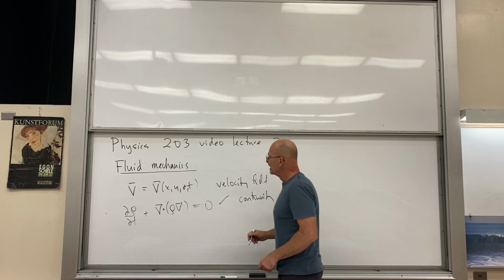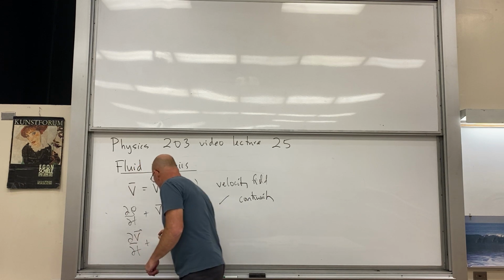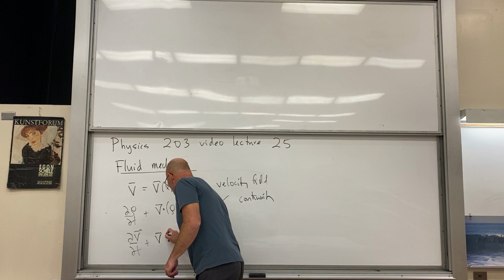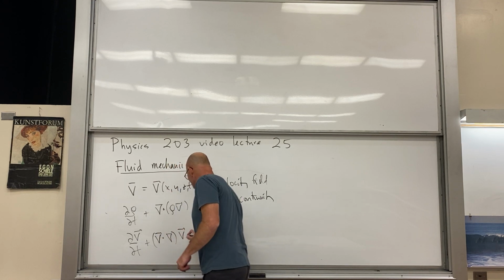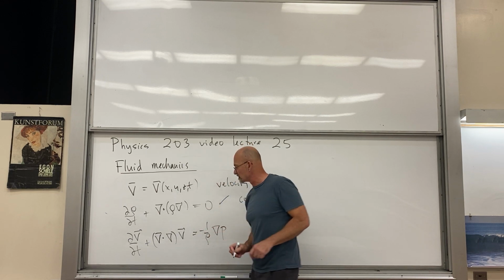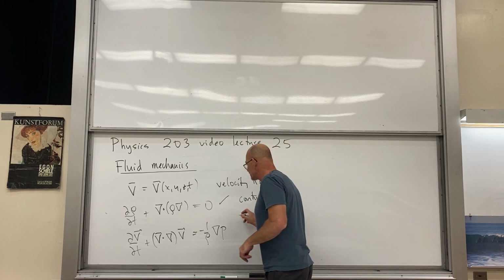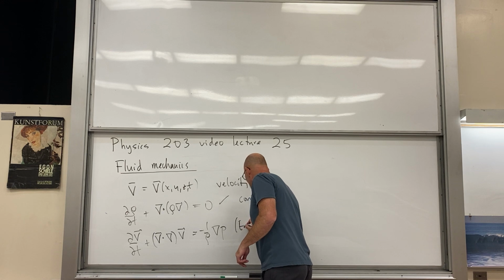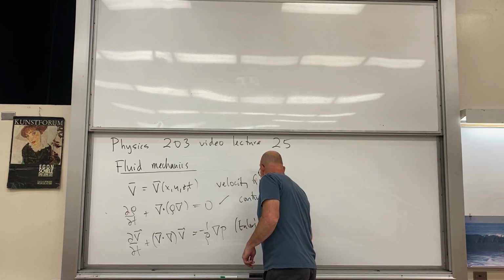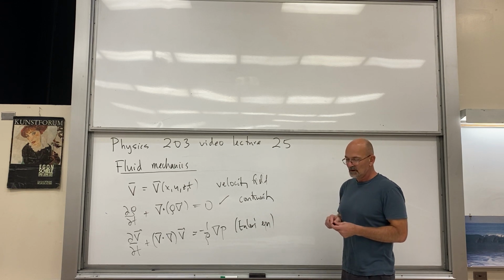Continuity equation. The other thing we had was Euler's equation. V dot gradient applied to V minus 1 over rho gradient of the pressure. Okay. And that came straight out of Newton's law. So even though it's Euler's equation, it's the expression of Newton's law.